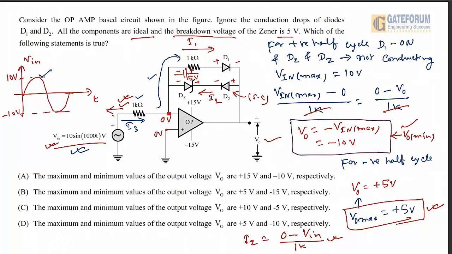So these two values match option D. So option D is the right answer for this question, and this is the end of the explanation for this question.